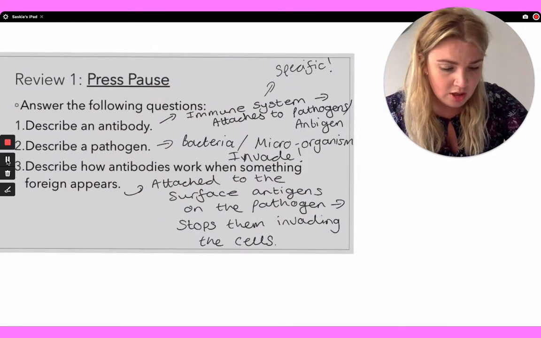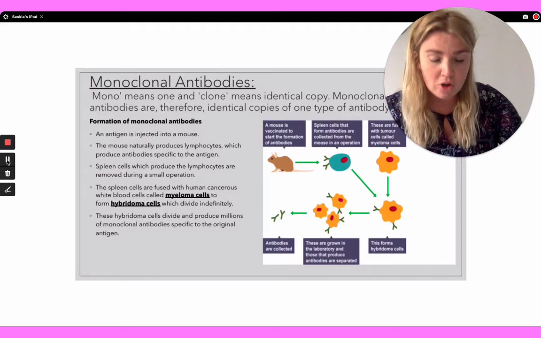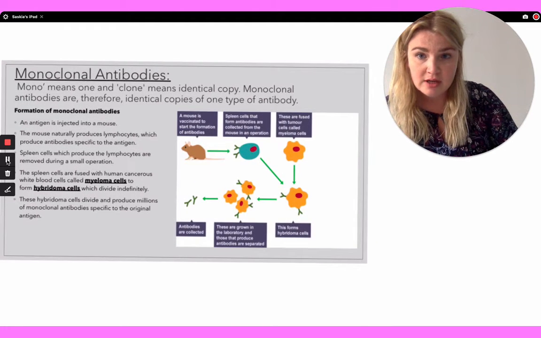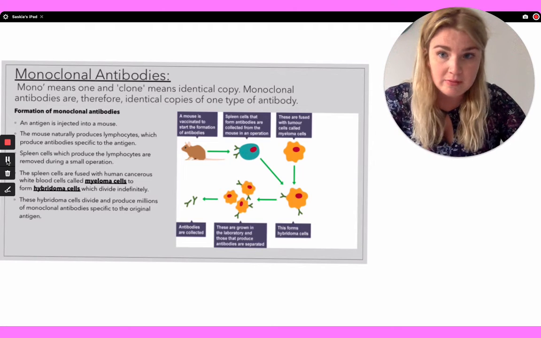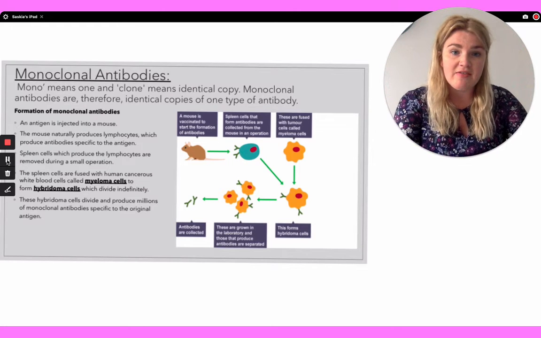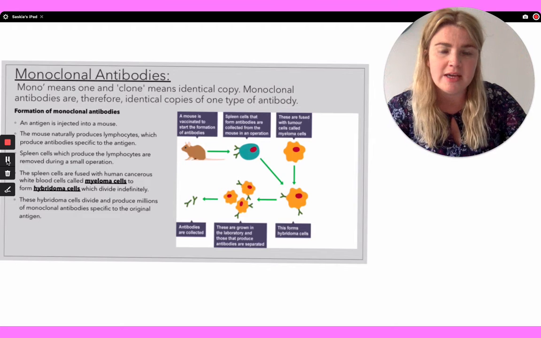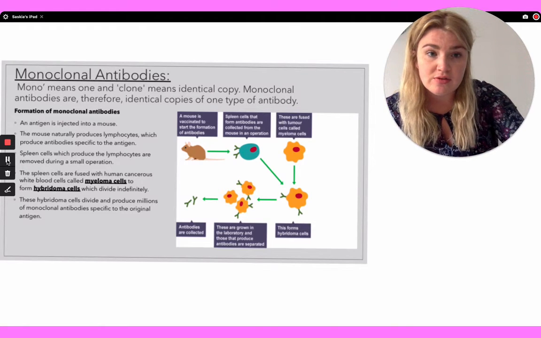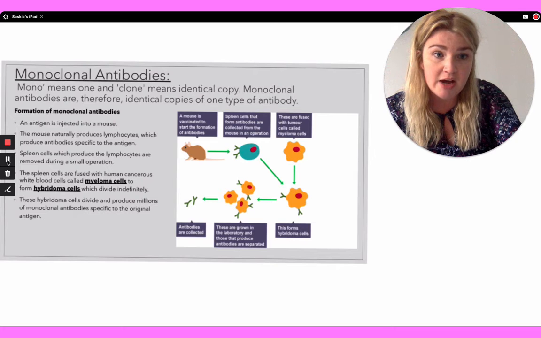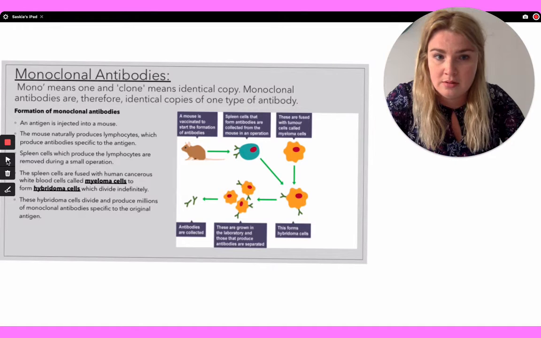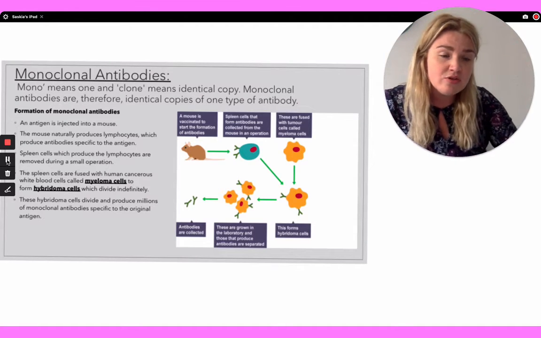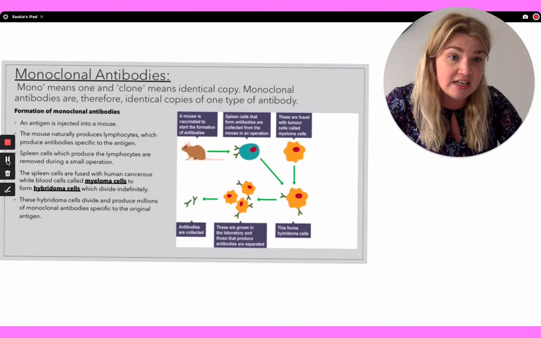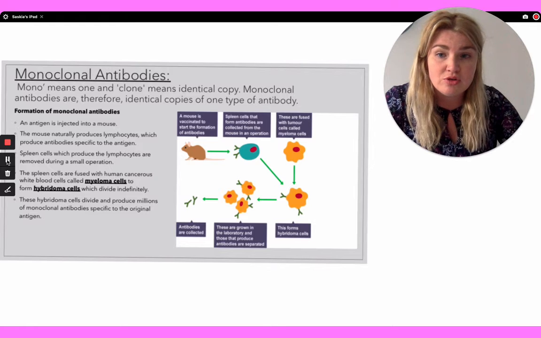So moving on now to something called monoclonal antibodies. Mono means one, and clone means an identical copy. So monoclonal antibodies are therefore identical copies of a certain type of antibody. And they're used throughout our system to produce certain antibodies. They're used quite a lot in cancer treatments because we don't have certain antibodies in our body readily available for cancer treatments.